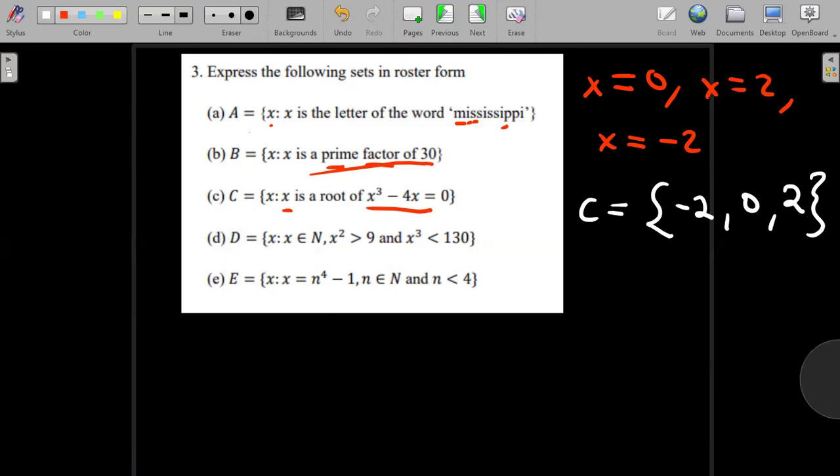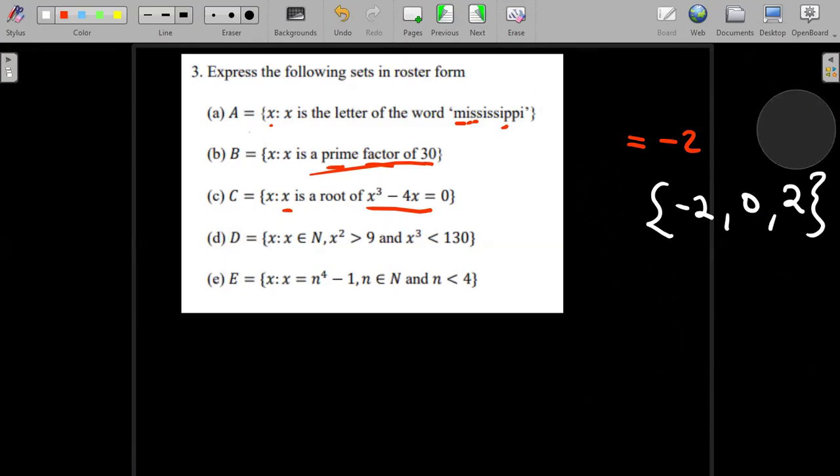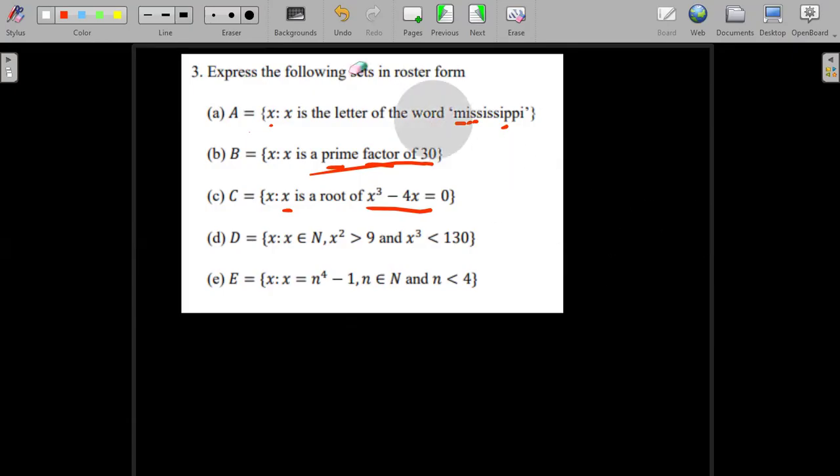Move on to the next one. So the next one, that is part D. Part D, they're telling us that x is a member of N, meaning natural numbers, and they are saying x squared is less than 9, and x cubed is less than 130. So how do we find this?